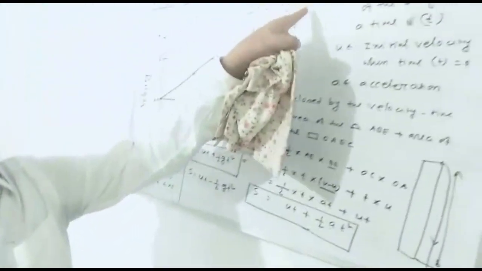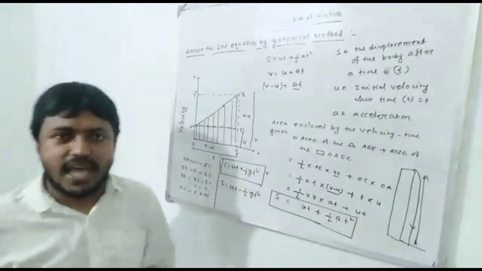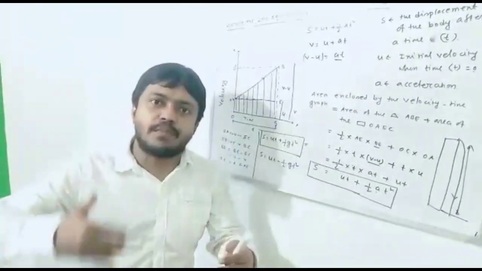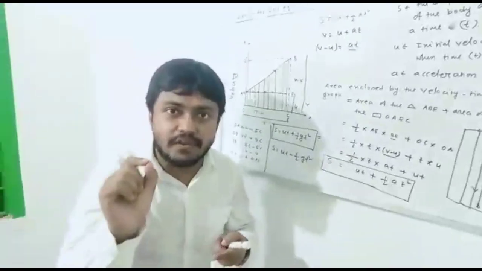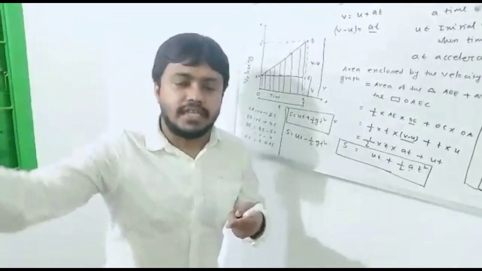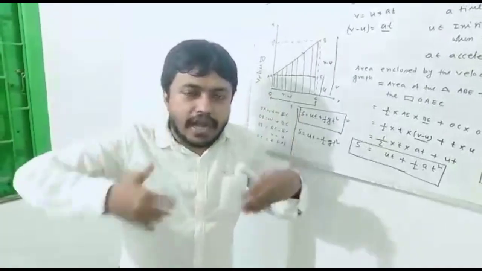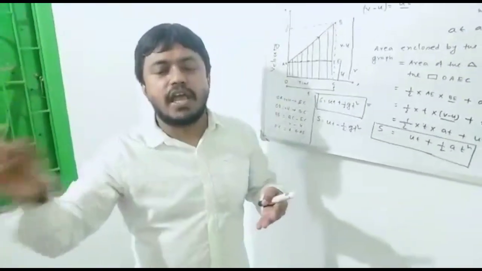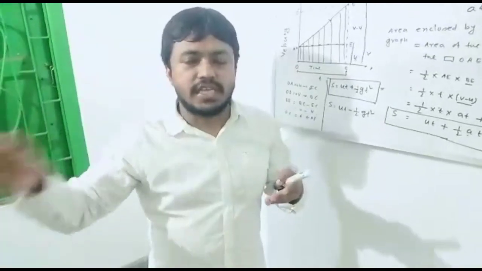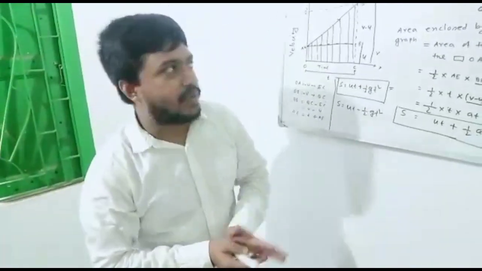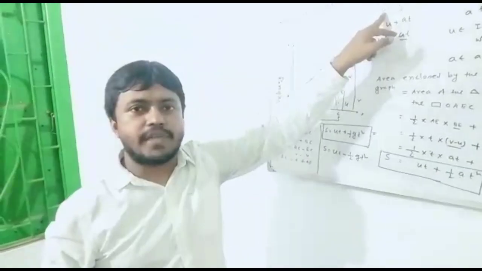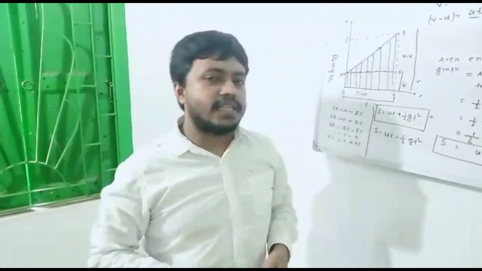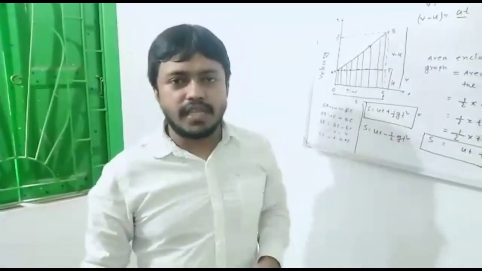So what does this equation indicate here? S equal to ut plus half at square. This equation indicates the displacement covered by the body with the initial velocity after a time t. Suppose if I ask you, a car starts its journey with an acceleration of 2 meter per second square and with a 5 meter per second velocity, then what is the value of displacement? So you just put the values in the place of u, in the place of t and in the place of a, and then you get the result, the displacement covered by the body.